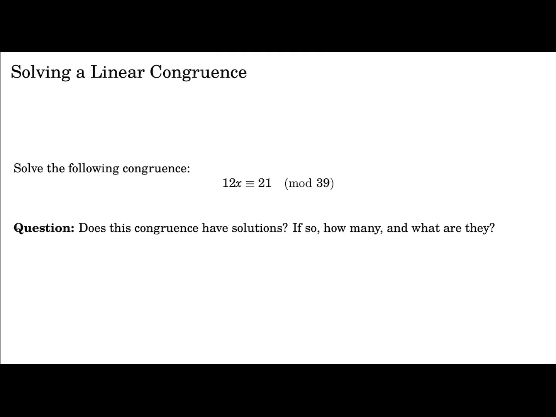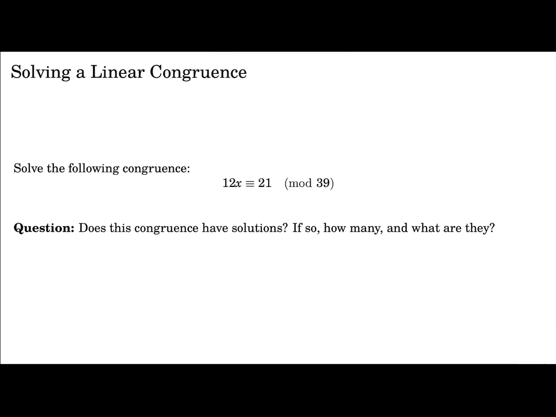Let's solve the following linear congruence. So let's solve 12x ≡ 21 mod 39. We are looking for integers x. We want to know what integers x are there such that 12 times x and 21 have the same remainder when divided by 39. Or in other words, when you multiply x by 12, you get a remainder of 21 when you divide by 39.